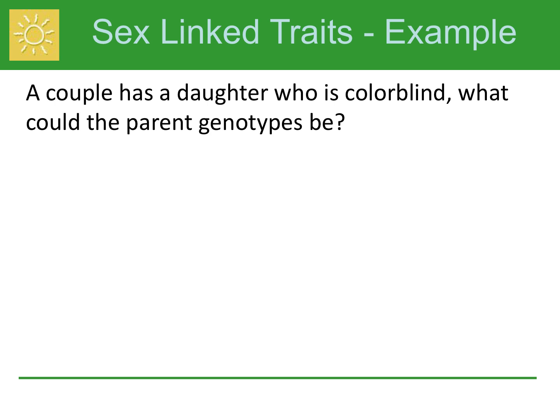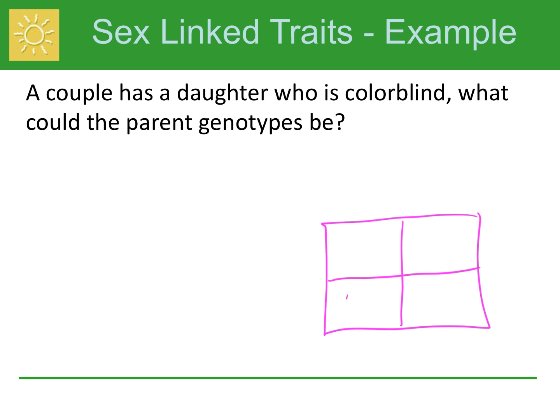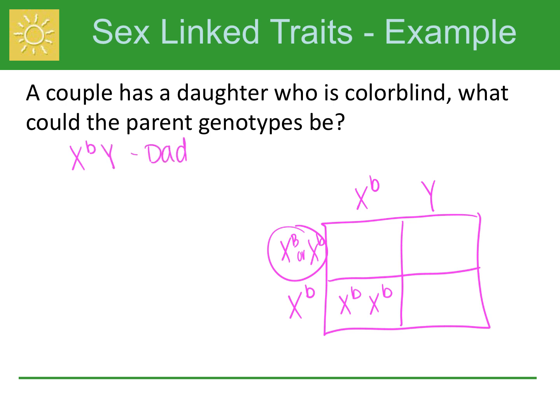All right, so this time a couple has a daughter who is colorblind. What could the parent genotypes be? So we're going to kind of work our way backwards in the Punnett square. So if the daughter is colorblind, she has to be X little b, X little b. So that means mom has to give an X little b, and dad has to give an X little b. So we know dad for sure is going to be X little b Y. And then for this one up here, it could be X big B or X little b. It doesn't matter. So then mom could be X big B, X little b, or X little b, X little b.